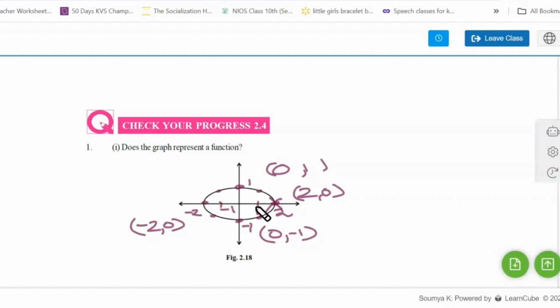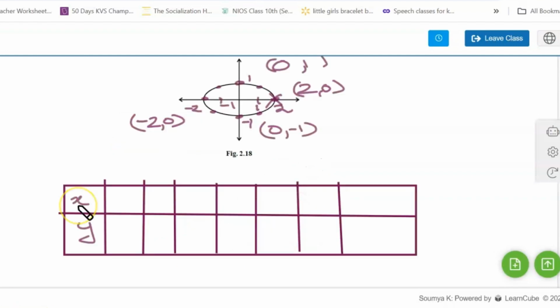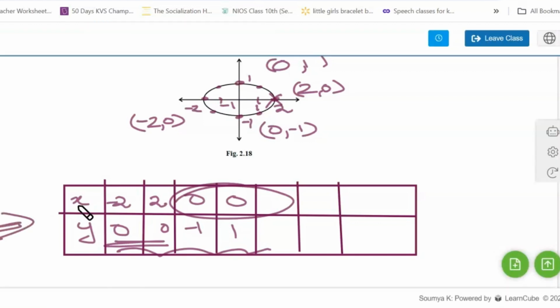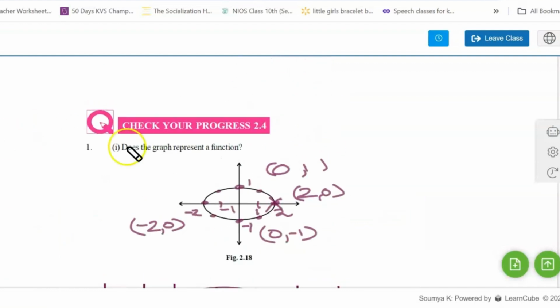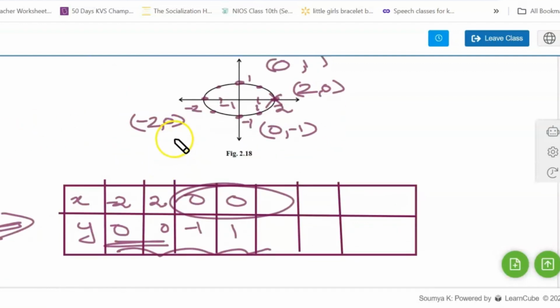Okay, so in that case, let's form a table here. x and y. Here the y's are different, or here also it is repeated, that's not an issue, but the x's are repeated in such cases. So this doesn't show it is a function, and it is the shape of an ellipse, which is also not a function. Okay, so we can say this is not a function. Let's go to the next question.